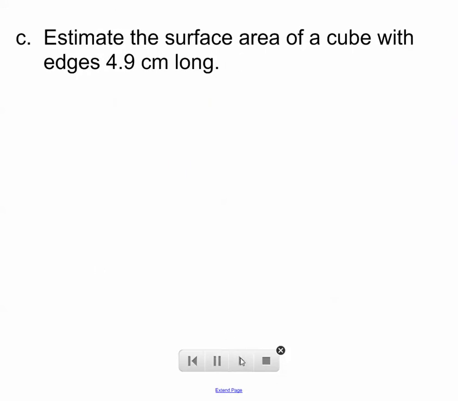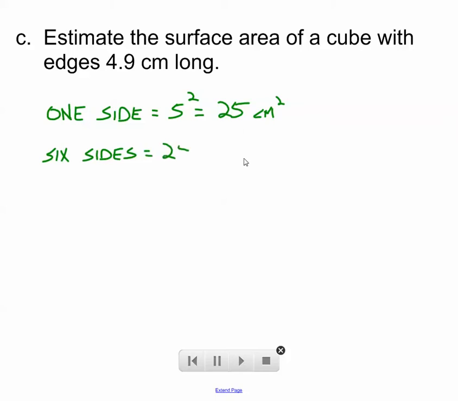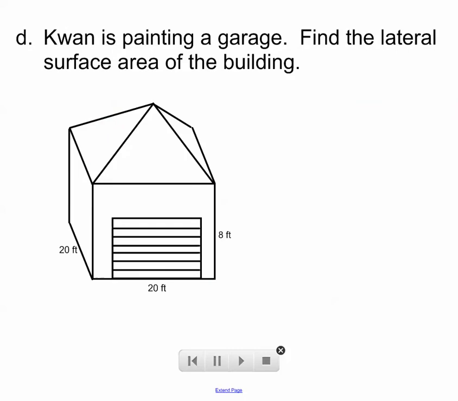Same thing here on C. Estimate the surface area of a cube with edges 4.9 centimeters long. Well, one side of that cube would be about 5 times 5, or 25 square centimeters, I'm sorry. So a 6-sided cube, the surface area would be 25 for one side, times 6 sides, or faces, 150 centimeters squared. So surface area is pretty easy when we're talking about a cube where every single face is the same size, but it gets a little bit more difficult, like on that tissue box we did in example A.